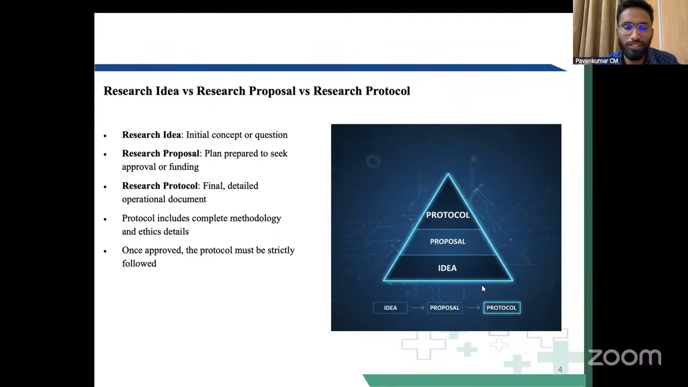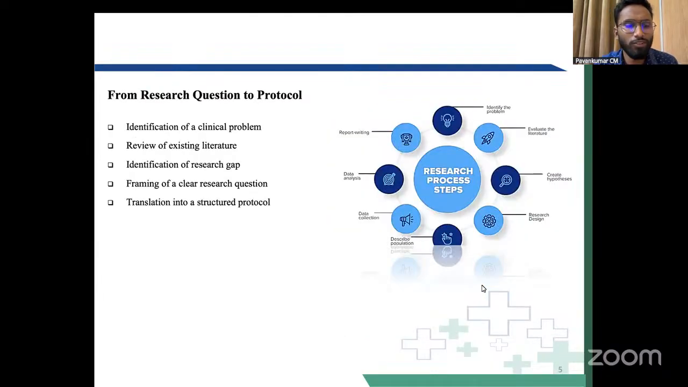As we have shown in the triangle, it has specific values, and the research idea is simply the starting point. It comes through observation or a clinical question that arises from patients or literature, and the research proposal is a development toward consistency. It is usually submitted to an institution, a funding agency, or an academic committee. And coming to research question to protocol, how are we going to design?